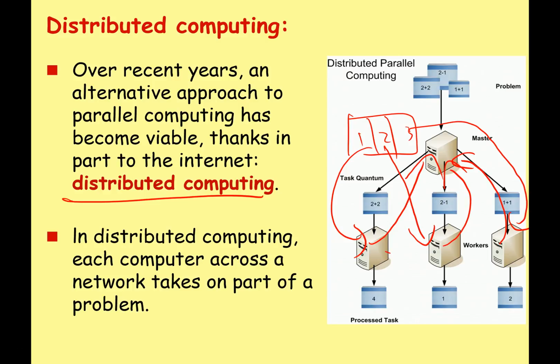Now, obviously, there are some issues with that. You've got to have a reliable internet connection or a reliable network. You have to have software that's specially written to be able to handle dividing a problem up between multiple machines and then putting the results back together again. But again, it's quite a simple way of having a massive parallel computing network without necessarily needing a supercomputer.